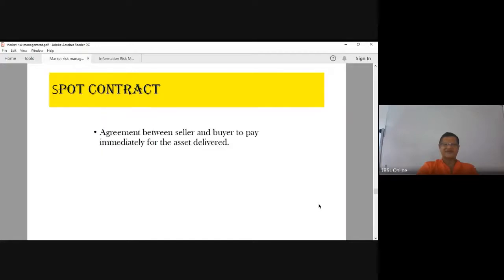So let's see what spot contracts are. A spot contract is an agreement between buyer and seller to pay immediately for the asset delivered. Say I go to the bank with $100 and you apply 193 and give me rupees. What we have done is a spot contract. My $100 is applied at that particular rate and I got my rupees. Similarly, the bank can do spot contracts with their importers. They can even buy dollars in the market, quoted at the current exchange rate under spot contracts. So it's a very simple thing, an agreement between a buyer and a seller.